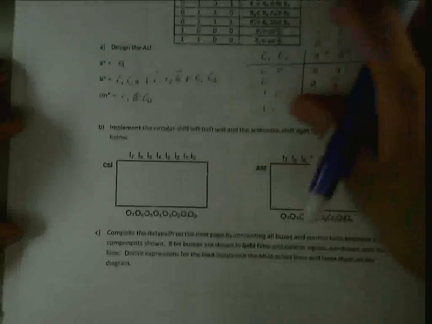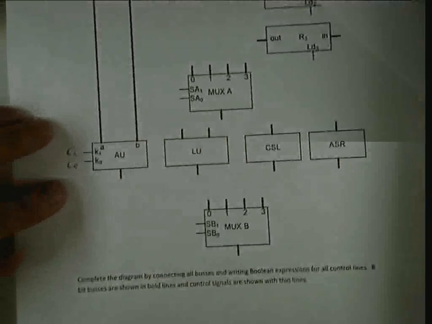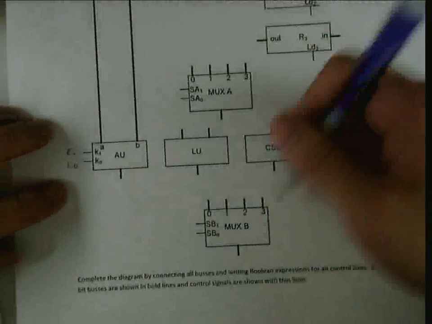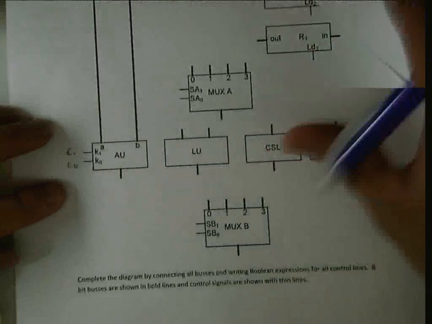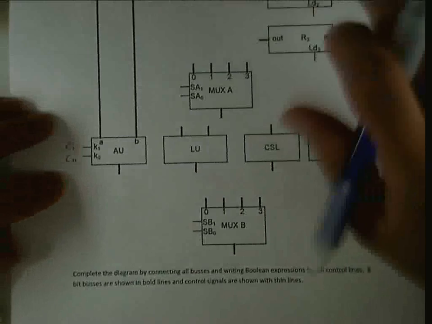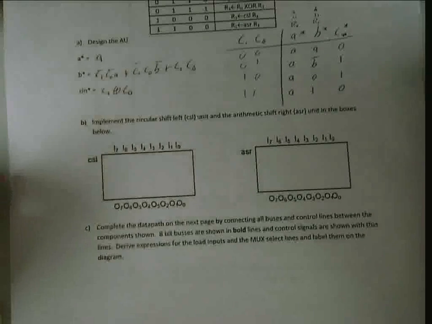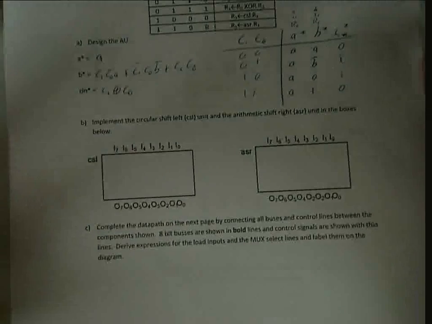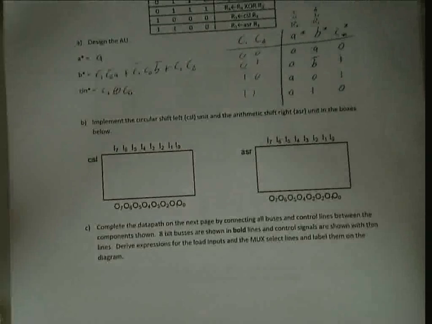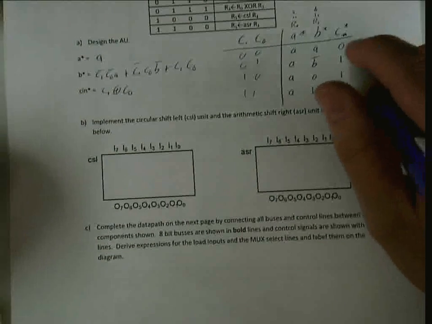Now I need to implement the circular shift left unit and the arithmetic shift right unit in the boxes below. When I look at this, I've got an 8-bit bus coming in and an 8-bit bus coming out. That means I'm going to have to do my shifting outside of the register. So I'm not going to do it directly the way we normally do it. But how would I do this if I was just doing this with wires or in gates? Well, I don't need to AND anything together. I don't need to OR anything together. I don't need to do any logic. I just need to route the wires to the appropriate outputs.